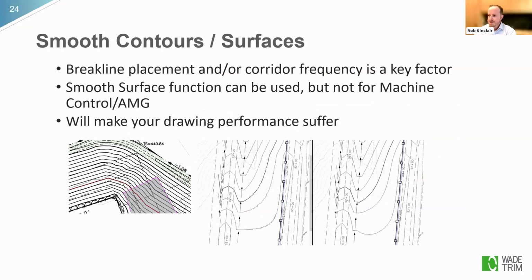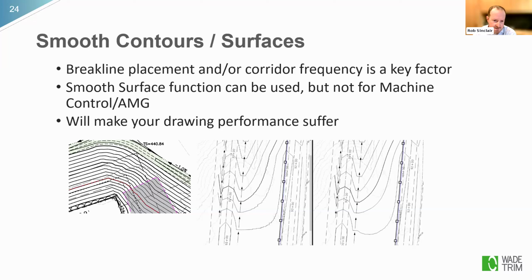Smooth surfaces. This again, back to the squiggly contours, engineers don't like that. Your underlying data that builds your surface is going to cause that squiggly or not-so-good-looking contours. So consider where your break lines are, corridor frequencies. There's so many different things that go into this.